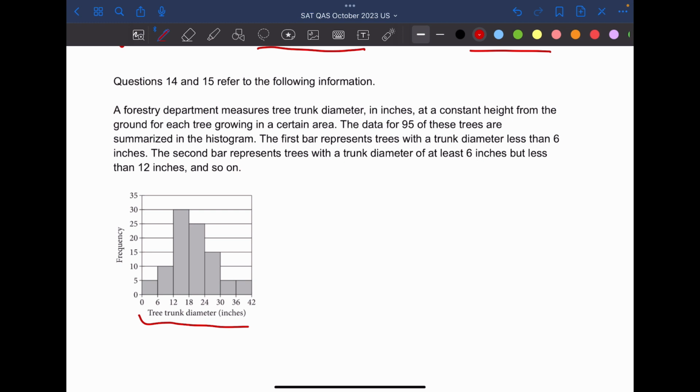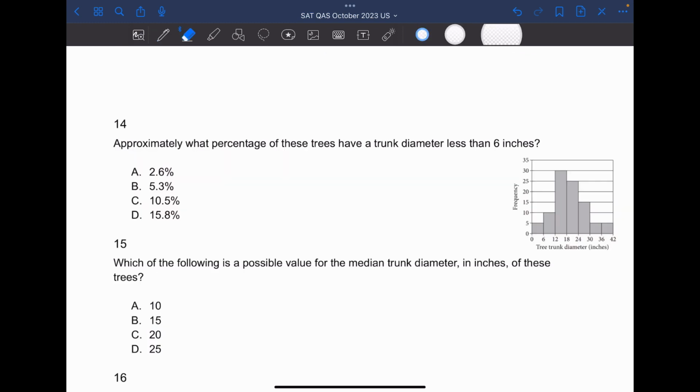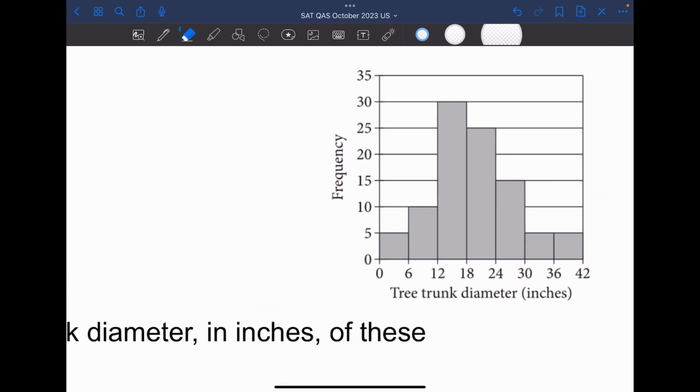So at the end, obviously, these are less because you don't get as many trees having a huge diameter. Okay, so that's the graph, which I also put on this page over here. And yeah, the actual question is approximately what percentage of these trees have a trunk diameter less than 6 inches? Okay, so less than 6 inches would be only this part of the histogram. So how much is this?